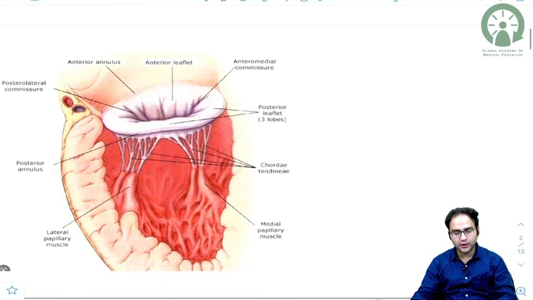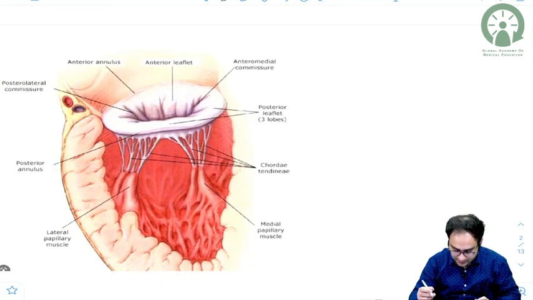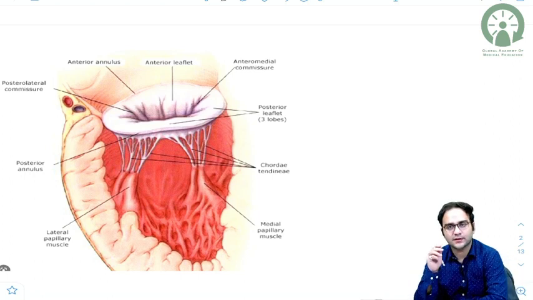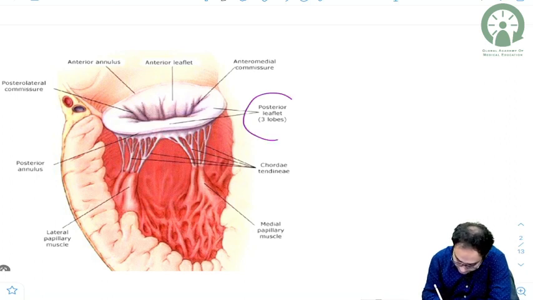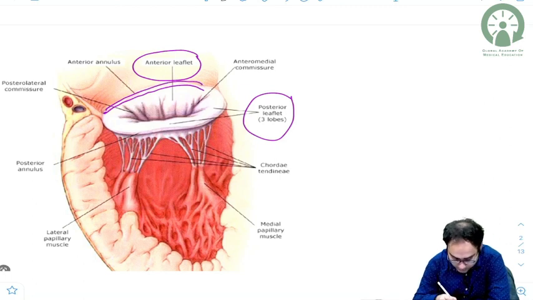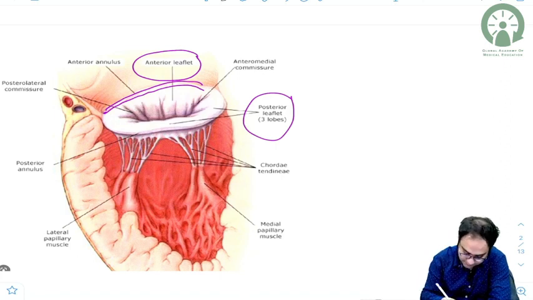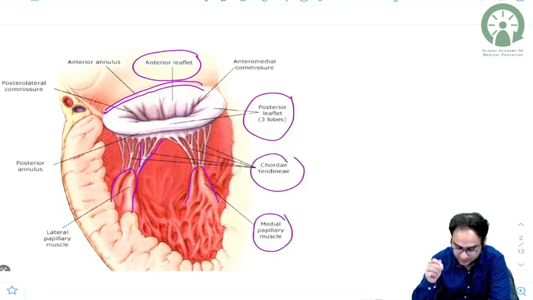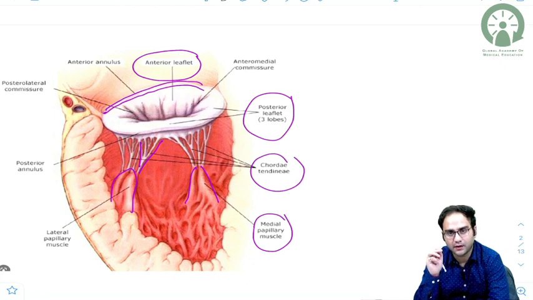Before we move into mitral stenosis proper, let us revise the anatomy of the mitral valve. How does the mitral valve look? We have the posterior leaflet and the anterior leaflet. These leaflets are bounded by what is known as the annulus. To support the mitral valve, we have the chordae tendineae. These are thin cords that attach to the papillary muscles. These entire structures are known as the mitral valve apparatus.